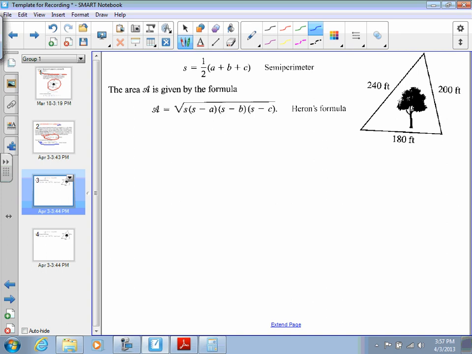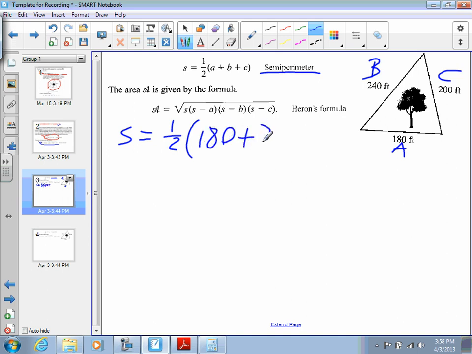So right now, we're finding the semi-perimeter. So S equals 1/2 of A. And does it really matter which one's which? No, it doesn't. We could call this A, and this B, and this C, but it really doesn't matter which side is which. We're going to add them all together. So 180 plus 240 plus 200.